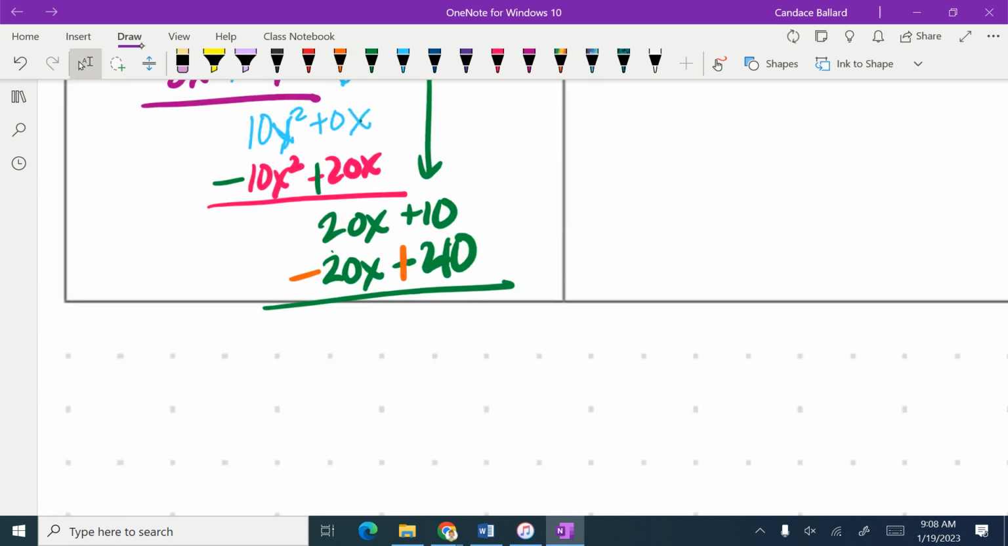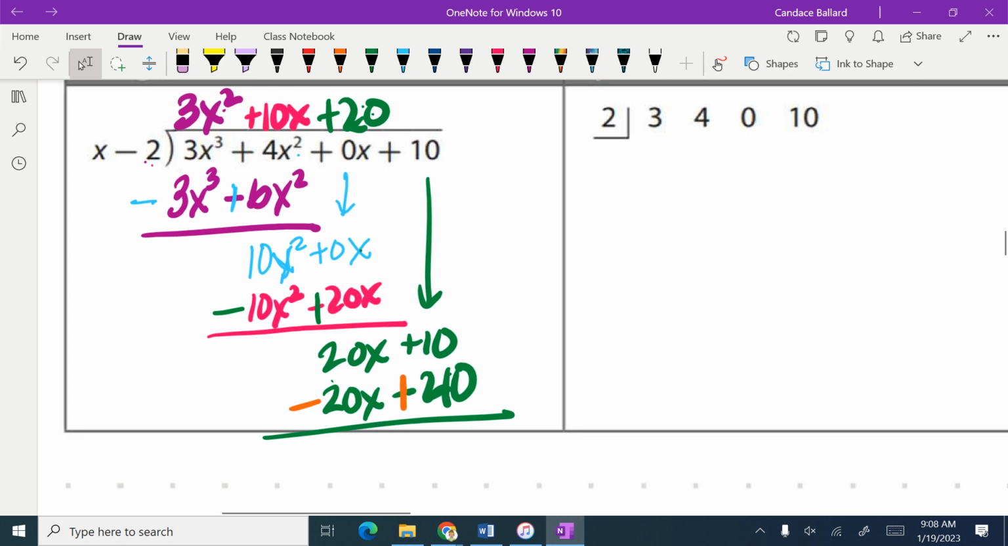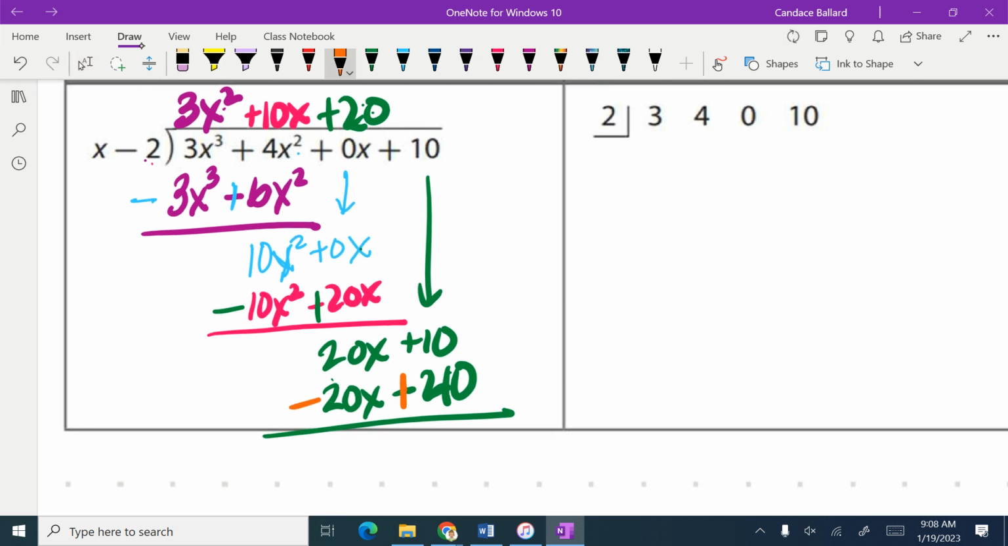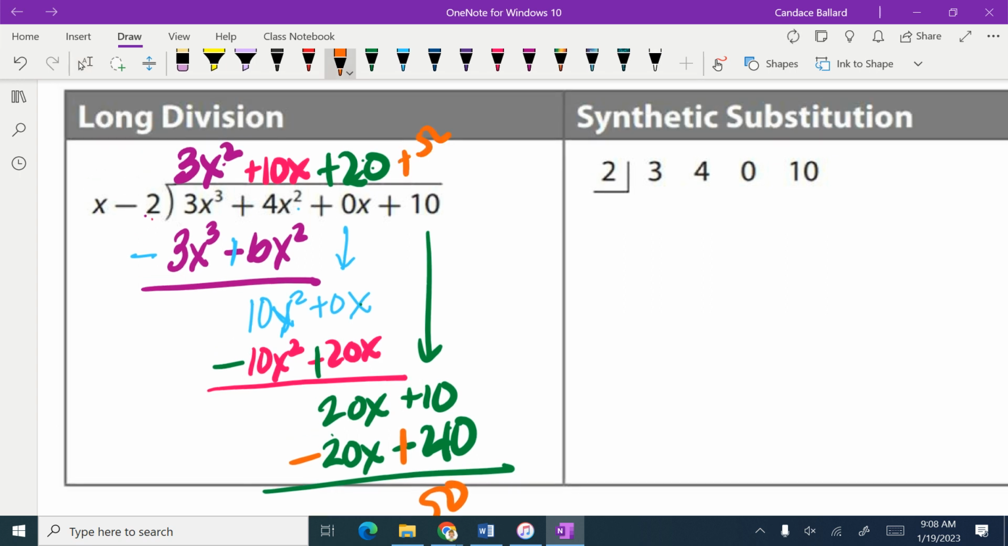20s cancel out. What's 10 plus 40? 50? Did I do that right? I'm making sure. It was 20. It was negative. Yeah, 40. So 50, right? So my remainder is 50, and I would write 50 over x minus 2.